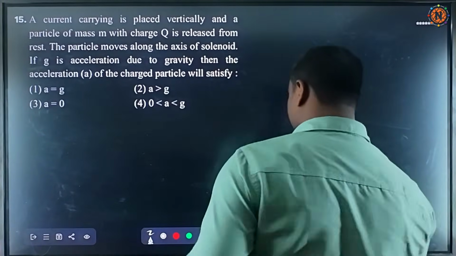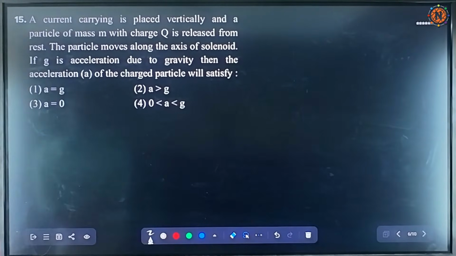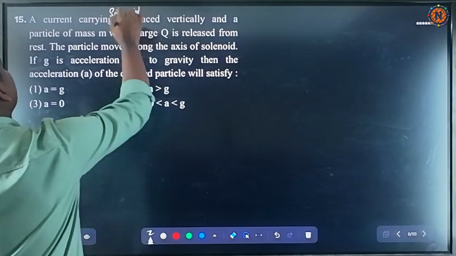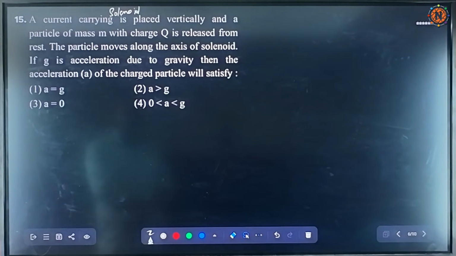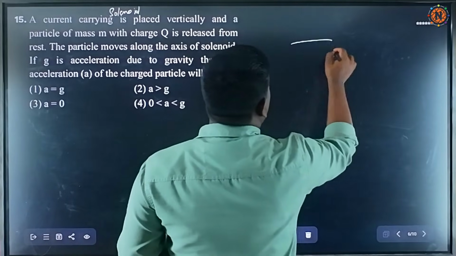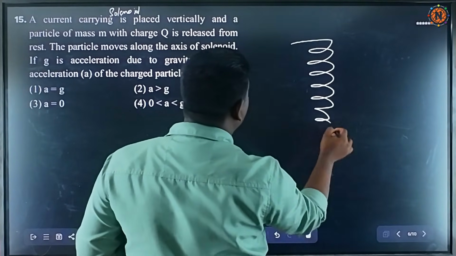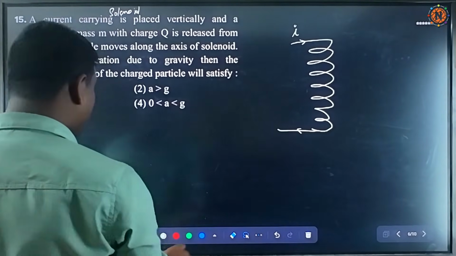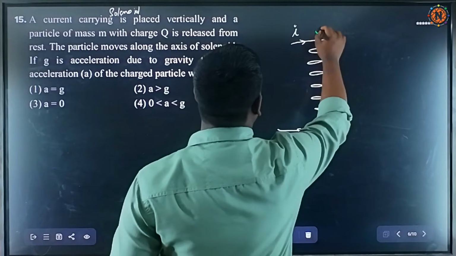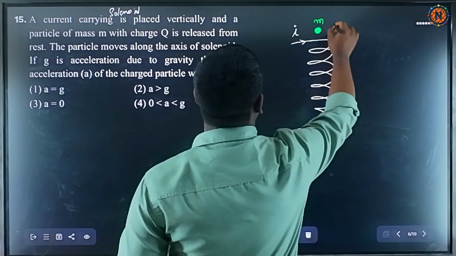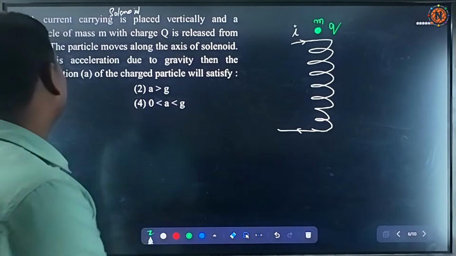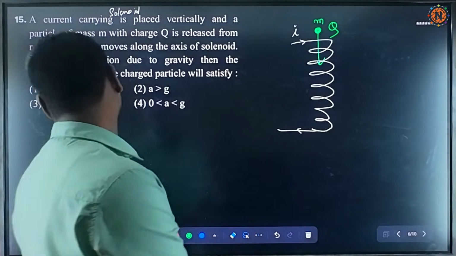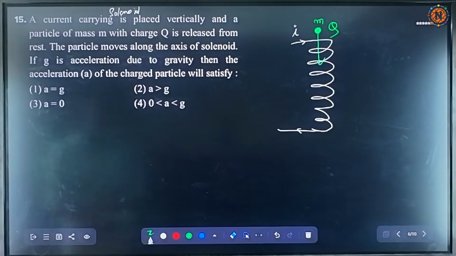That is a current carrying solenoid. Okay, the current carrying solenoid is placed vertically. There is a solenoid, and current is flowing inside. Let us consider this is the direction of current. Now a charge of mass small m and charge capital Q is present. Yes or no? It is moving downwards with an acceleration g, due to gravity.